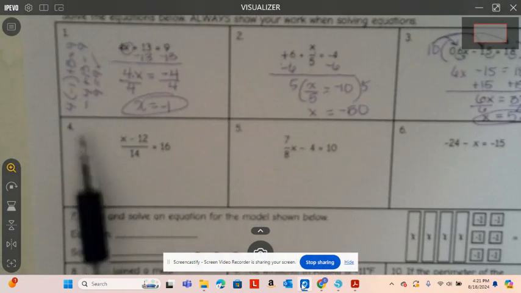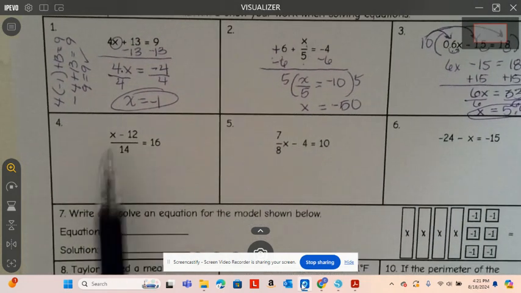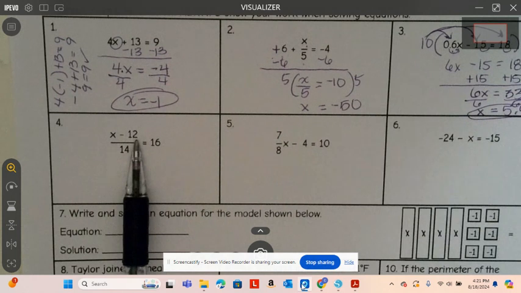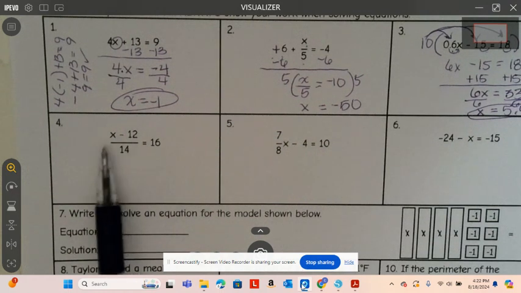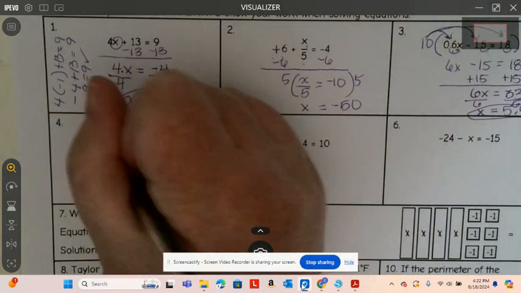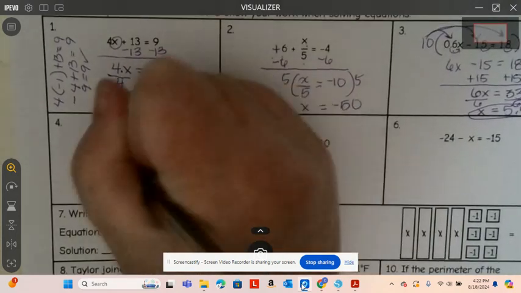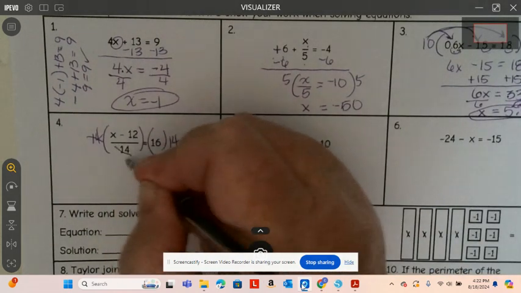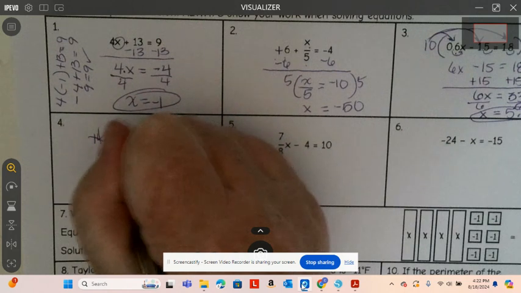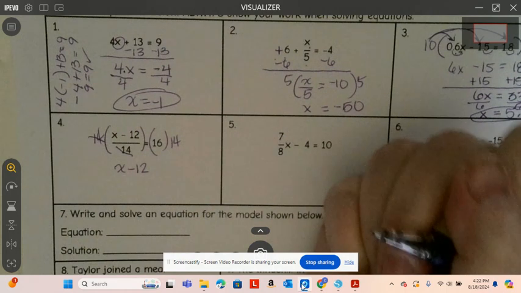I told you earlier that example 4 was going to be the weird one. We can't get rid of this 12 because it's minus 12, and this is being divided by 14. The only way to finish this is to get rid of this divided by 14. So we're going to multiply the entire equation by 14. Okay, when I do that, my 14 divided by 14 equals 1, and I'm just left with the numerator of my fraction, which was x minus 12.